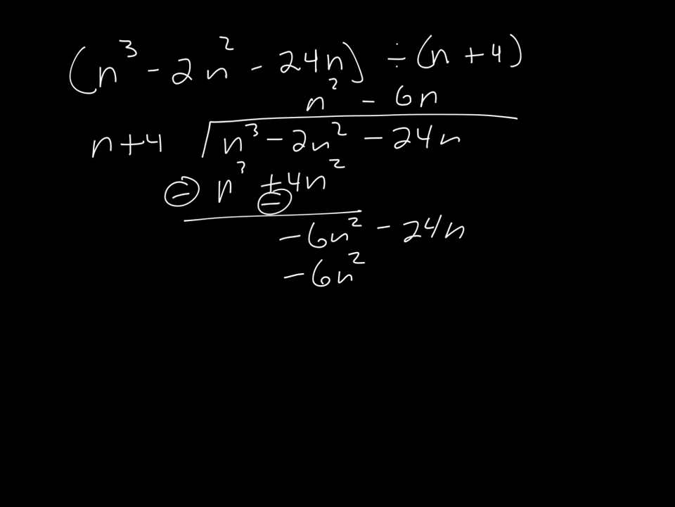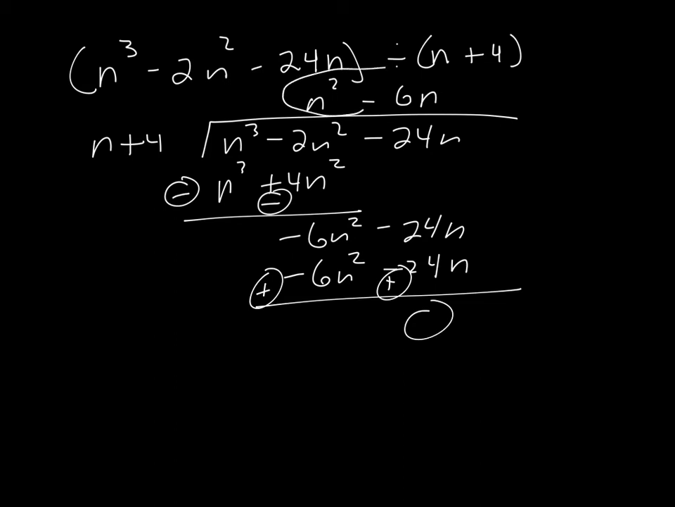Then we have to do negative 6n times 4. Negative 6n times 4 is negative 24n. Then we switch the signs. So this becomes a plus, this becomes a plus, and everything just goes away. Final answer is right here.